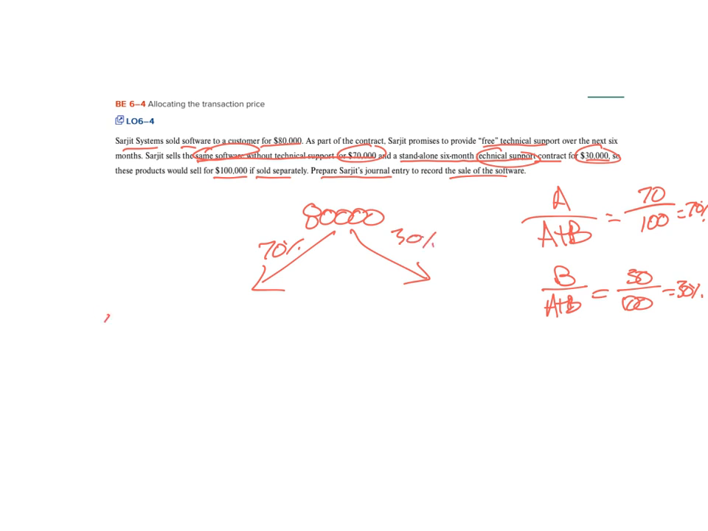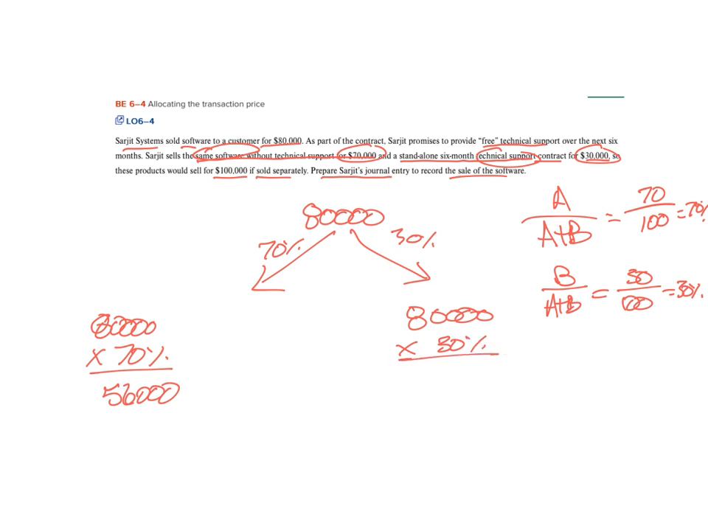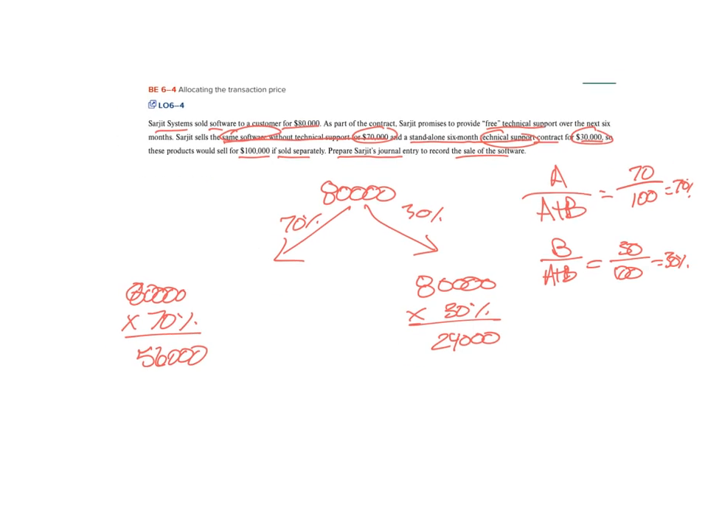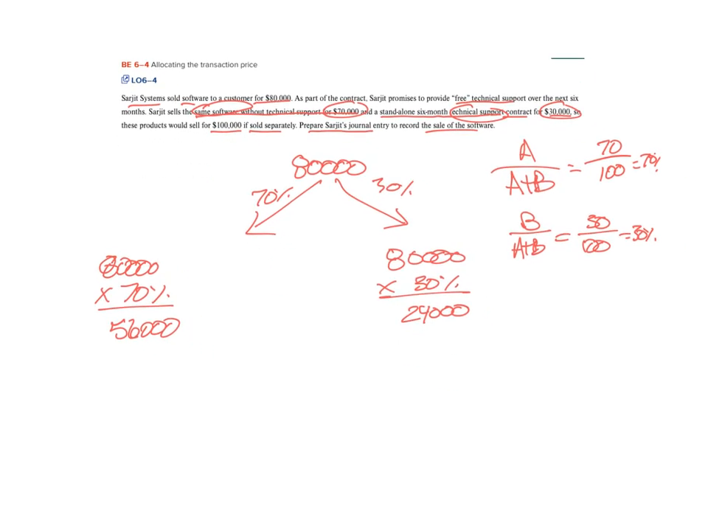So we'll take 80,000 and multiply by 70%. This provides for us 56,000. And we'll take 80,000 and multiply by 30%. This provides for us 24,000, or we could have just taken 80,000 and subtracted 56,000 from it. And these will be our allocations. So now we'll record the journal entry, which is the requirement of the problem.